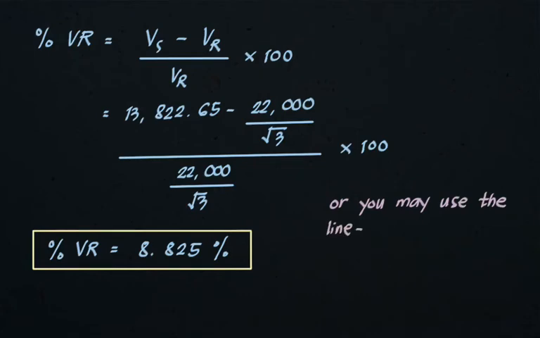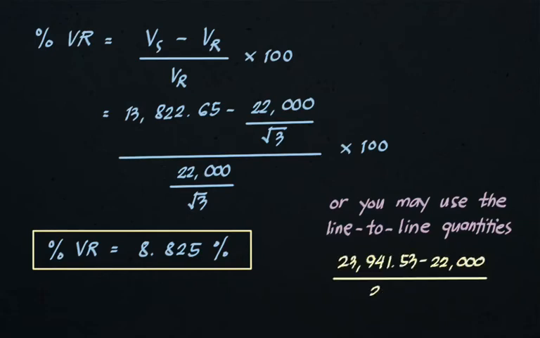We can also get the regulation in terms of the line quantities. The 13.822 from earlier becomes the line quantity 23.9, over 22. So for the percent voltage regulation, we just have to be uniform: either we use the per phase quantities or the line-to-line quantities.